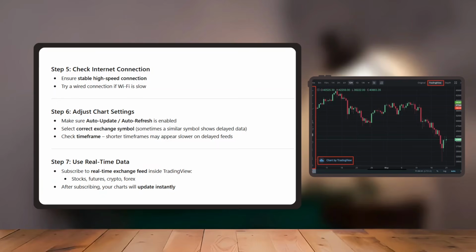Finally, use real-time data by subscribing to the exchange feed within TradingView. This applies to stock, futures, crypto, and Forex. After subscribing, your charts will update instantly.